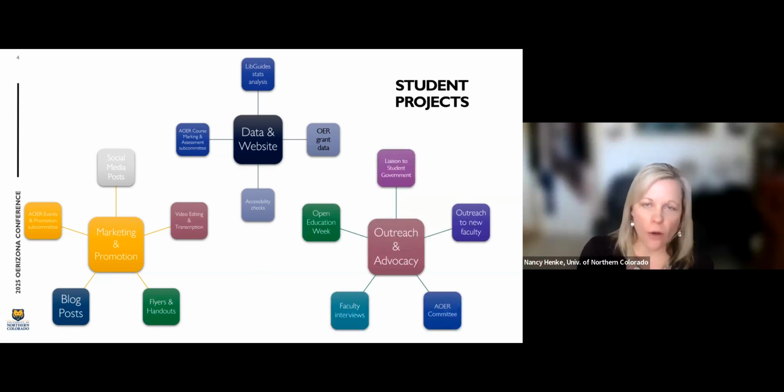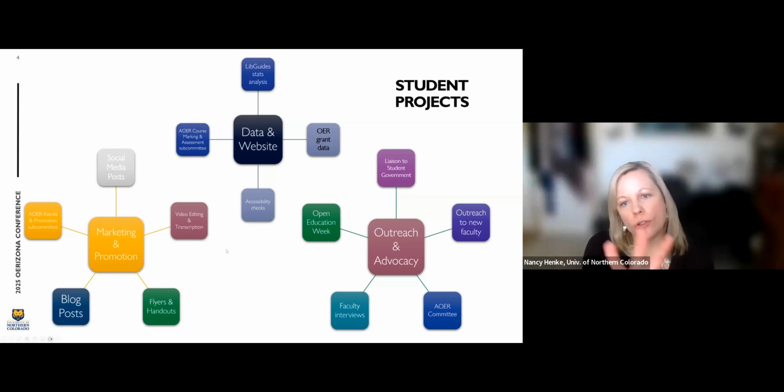This involves not just doing marketing, but also going out and meeting with different groups and individuals, and helping spread the word in that way. The student employee has done a lot with that, including being, for instance, a liaison to student government and doing outreach to new faculty. I'll talk about some of those specifics on future slides. So these are the general pools of the types of things that the student employee advocate has done to help advance our program.